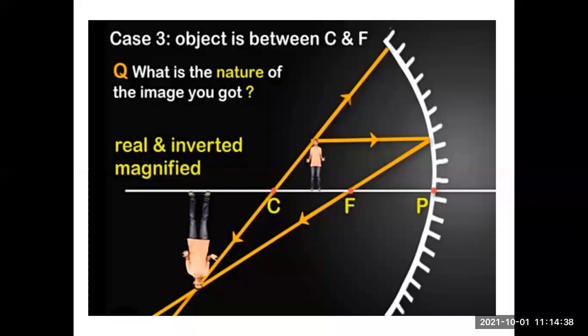Now you can see the person standing below the principal axis, his head is downwards. That is, the image is inverted. The image is real and it is magnified. How is it magnified? You can see the size of the object, the person standing on the principal axis, is small, but the image is larger. That is, it is magnified. You can get a magnified view of the object.